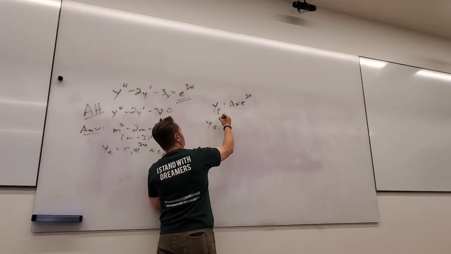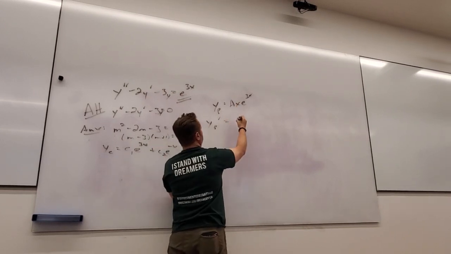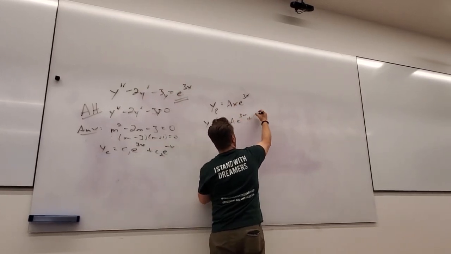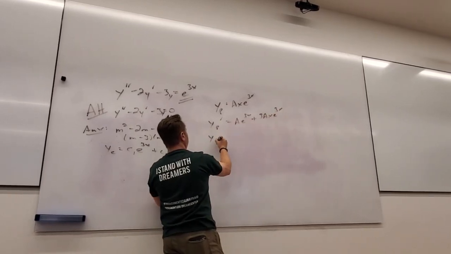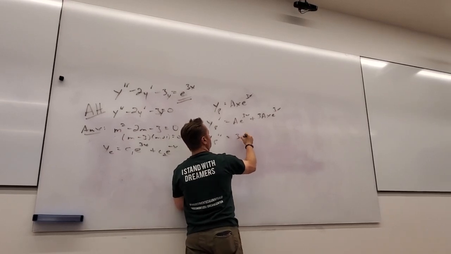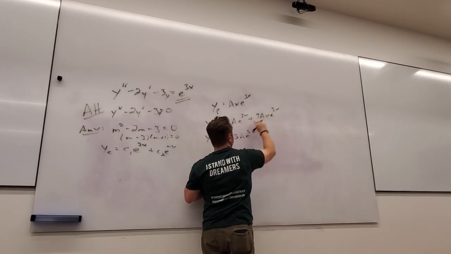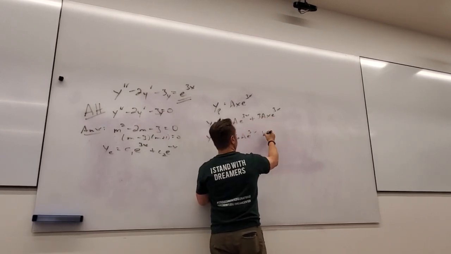I'm going to do the derivative, because I want to throw all this stuff in there. So what's the derivative? 3a e to the 3x plus 3ax e to the 3x. Good. And then I'm going to do the double prime. And then you get 3a e to the 3x plus another 3a e to the 3x. Is that cool? Yeah.